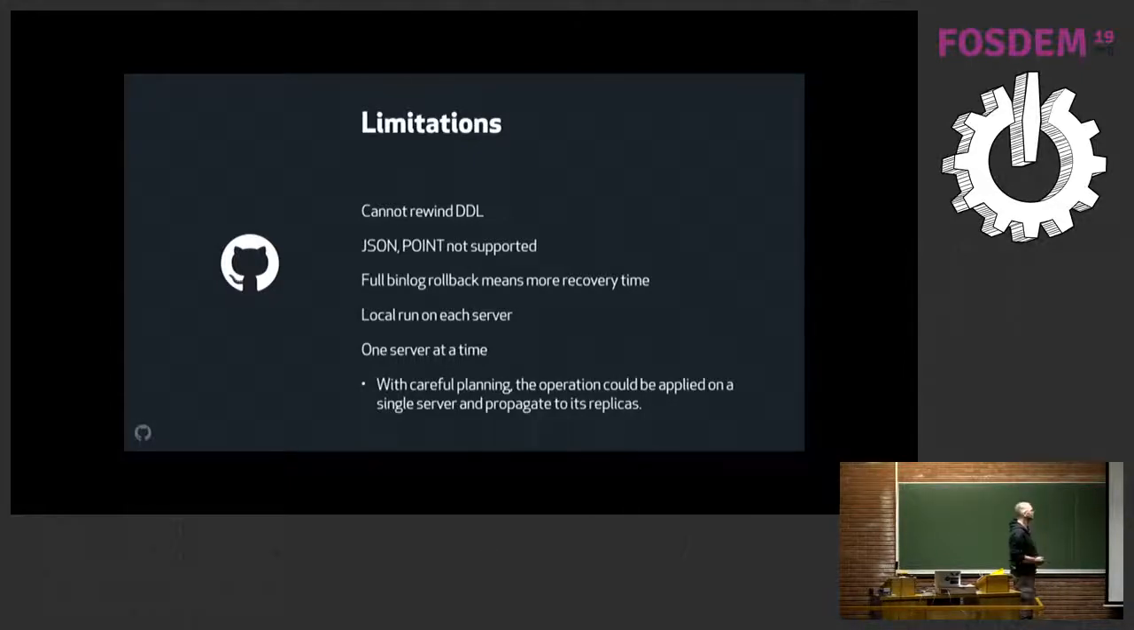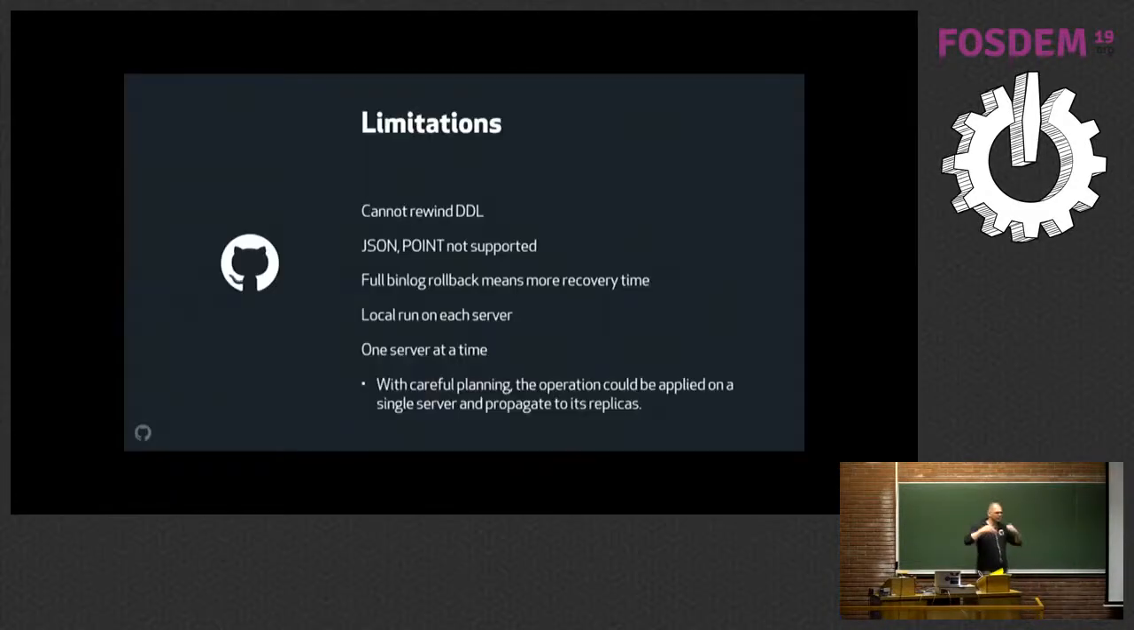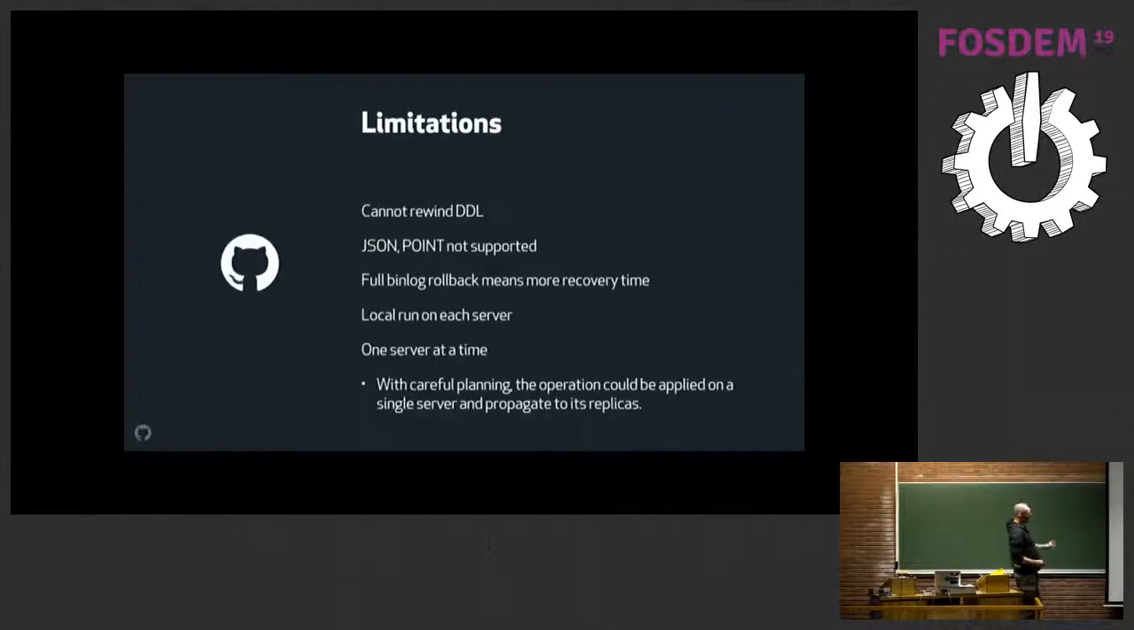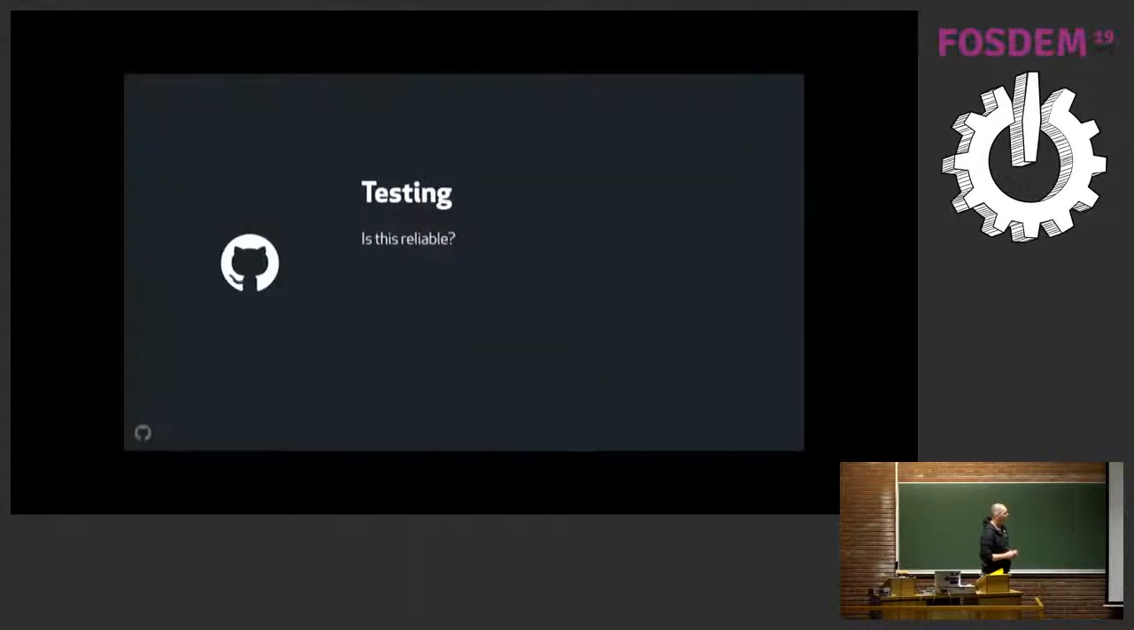So that won't work. We do roll back a little bit more than we need to, because we roll back complete binary logs. It's much more convenient, and I think a bit safer to do that. But then it gets us farther back in time than we strictly need, right? We go way back, which means we de-apply a lot of transactions that we don't really need to de-apply, and then we need to reapply them, so it takes more time. And currently, that tool runs on each and every server, but yesterday I got some nice comments on how that can be improved.